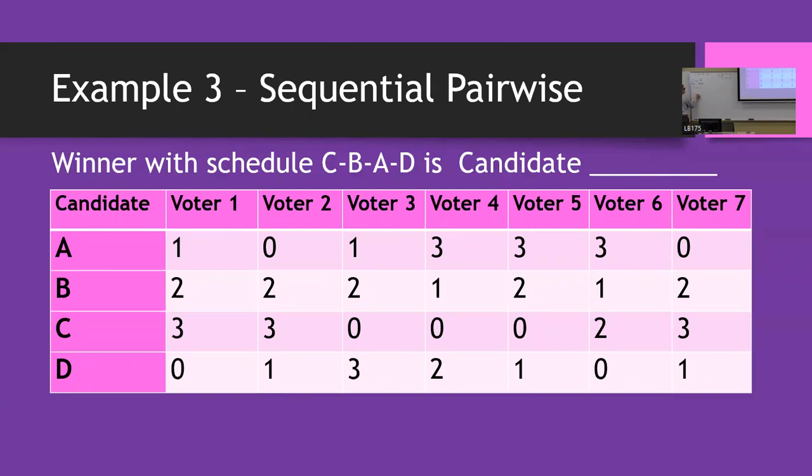And then we say, well, now it's C versus A, because A is the next in the sequence. In C versus A, first voter is going to vote for C. They have C ranked higher. Second voter is going to rank C higher. Voters 3 and 4 and 5 all rank A higher. Voter 6 ranks A higher. And voter 7 ranks C higher. So in C versus A, C gets 3 votes versus A, who gets 4 votes. Since A has more votes, A wins and moves on.